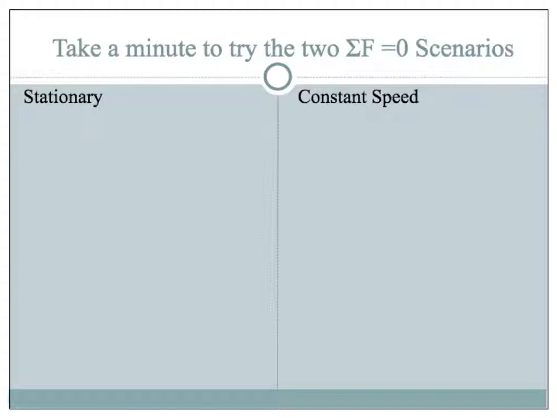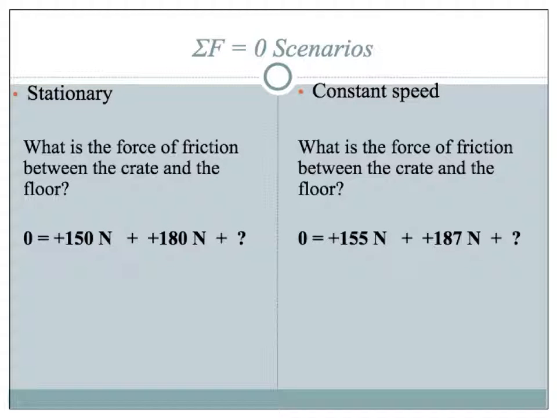Pause here and take a minute to try the two net force equals 0 scenarios in your packet. Let's take a look at the stationary example first. Two kids are pushing on a crate, but the crate doesn't move. Since it's not moving, another way to say that is the crate is at rest, we know the net force has to be 0. The bottom part of this question asks, what is the force of friction between the crate and the floor? We can set that up by thinking of it in a similar fashion to the scaffolding problem.